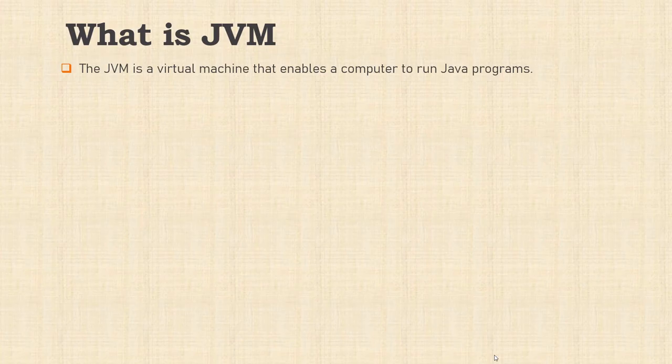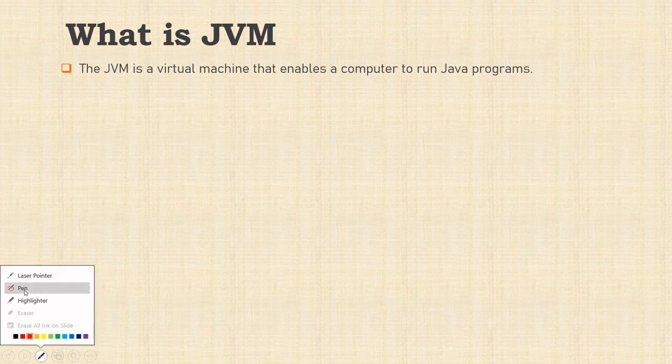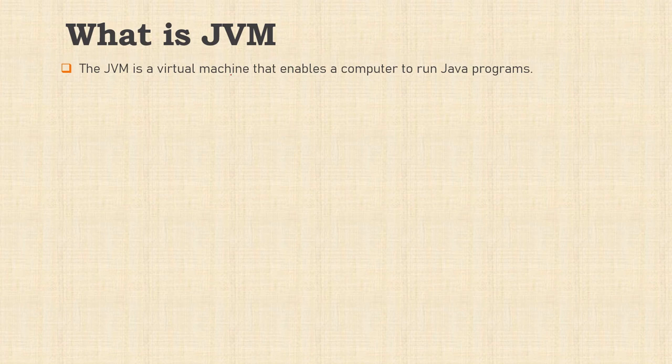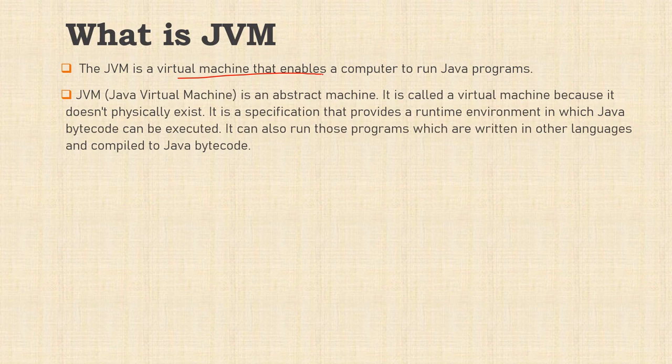to understand what is JVM. So JVM is a virtual machine that enables a computer to run Java programs. Basically, JVM is used to run your Java programs. It is a virtual machine, so it does not exist anywhere physically. It is called a virtual machine because it does not physically exist. It is a specification that provides a runtime environment in which Java bytecode can be executed.